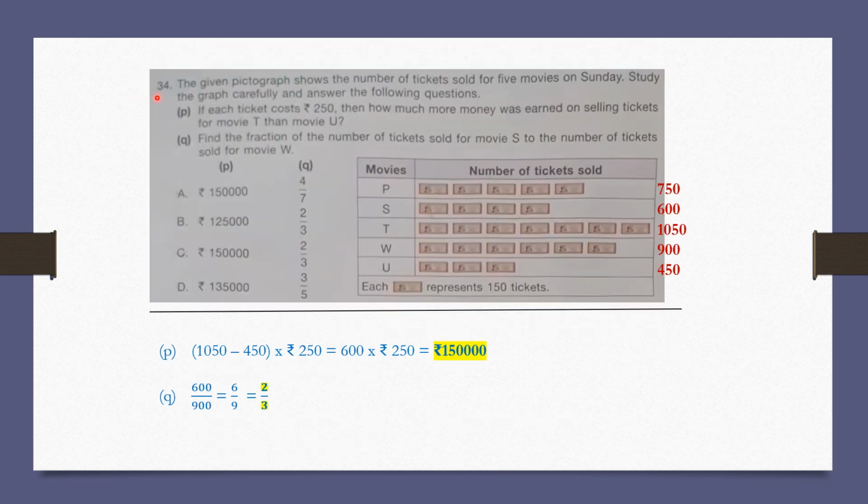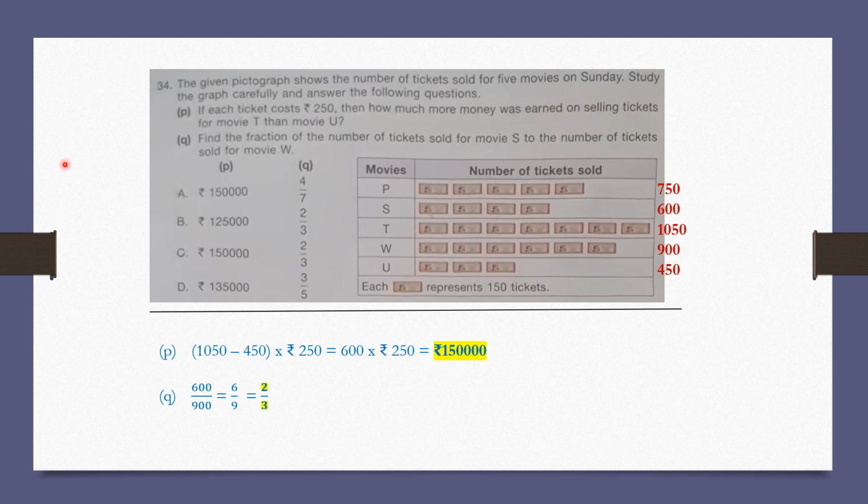Question number 34. The given pictograph shows the number of tickets sold for 5 movies on Sunday. Study the graph carefully and answer the following questions. So here each ticket stands for 150 tickets. So we write down the number of tickets here. So this is 5 times 150, this is 4 times 150, this is 7 times 150, this is 6 times 150 and this is 3 times 150. So we have written here.